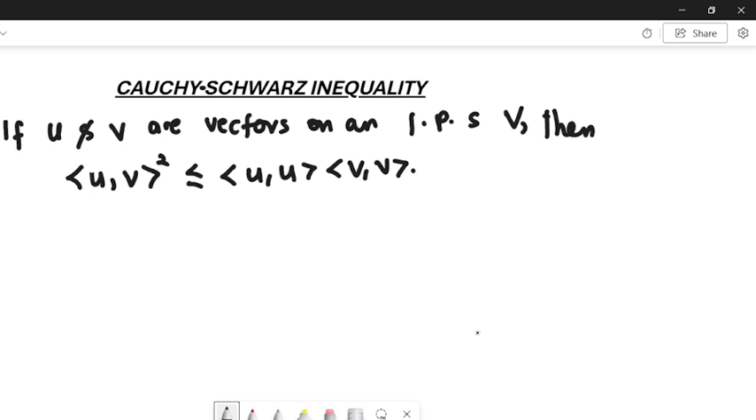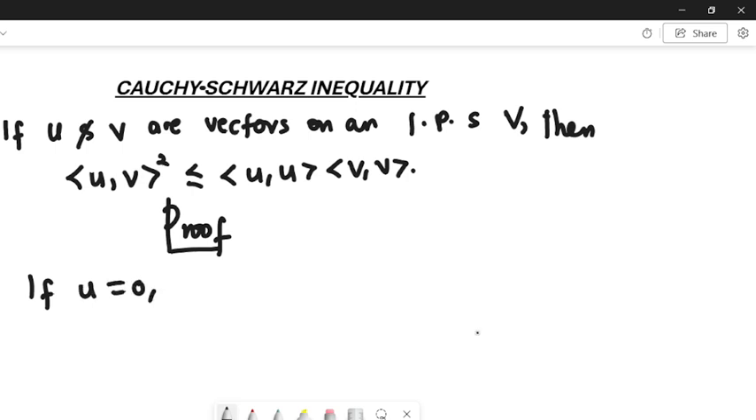So this is the Cauchy-Schwarz inequality. It states that if u and v are vectors in an inner product space V, then the inner product of uv squared is less than or equal to the inner product of uu times the inner product of vv. So we go straight to the proof. We begin with the basic stage.